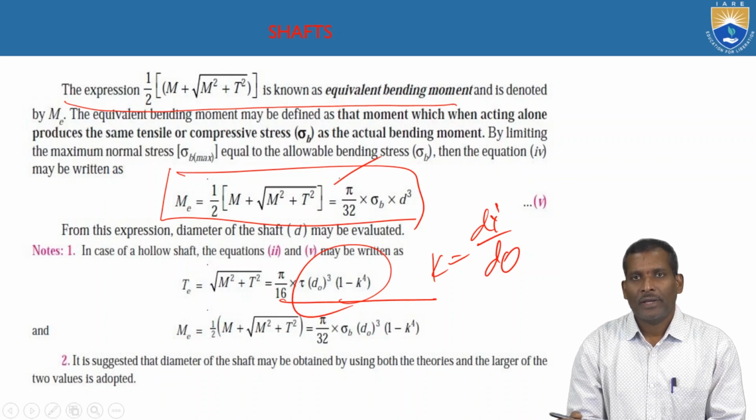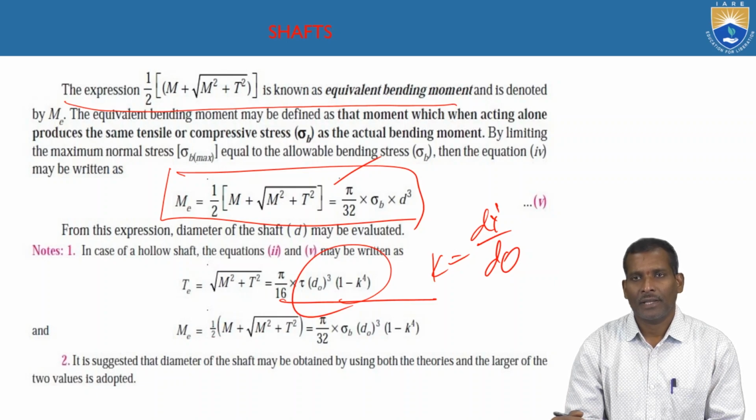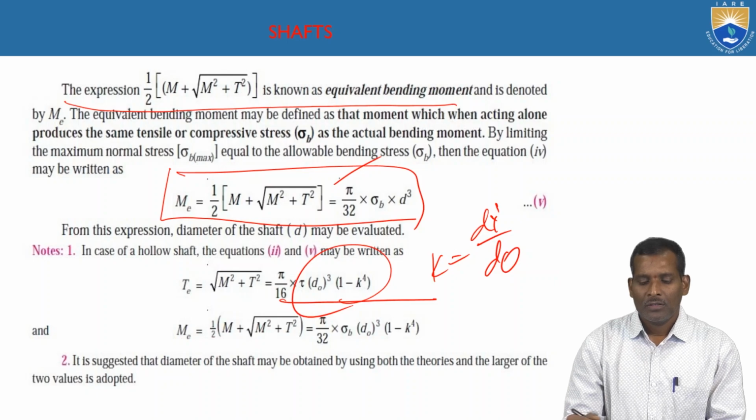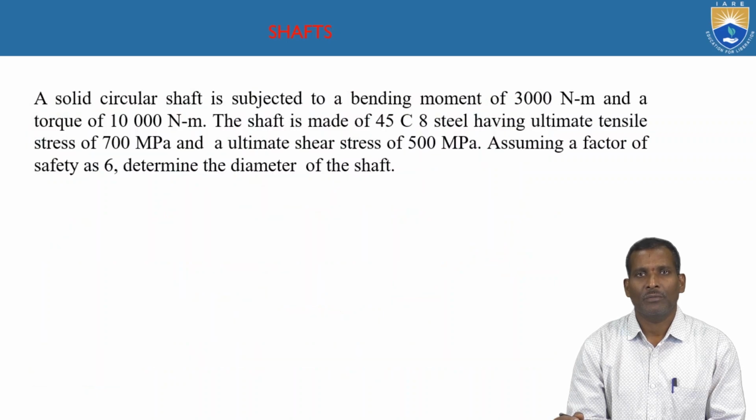Clear? So finally, we will get two values. One is by using the maximum shear stress theory, and the second one is Rankine's theory, the normal stress theory. The final diameter is suggested by using both theories. The larger of the two calculated values, we can fix as the final diameter of the shaft.